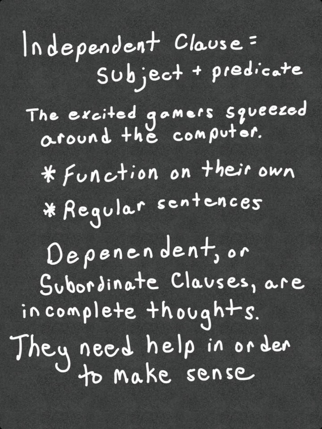As a quick recap, an independent clause is a subject and a predicate. The excited gamer squeezed around the computer. This functions as its own sentence, and that's what an independent clause is. It's a regular sentence, not a whole lot of razzle-dazzle. A dependent clause, however, also known as a subordinate clause, is an incomplete thought. A dependent clause needs an independent clause in order to make sense. So let's take a closer look.